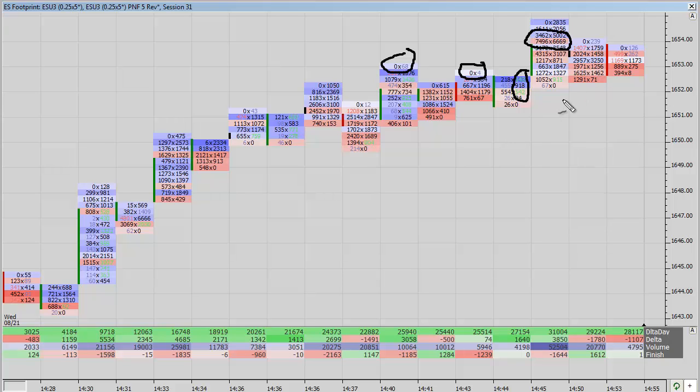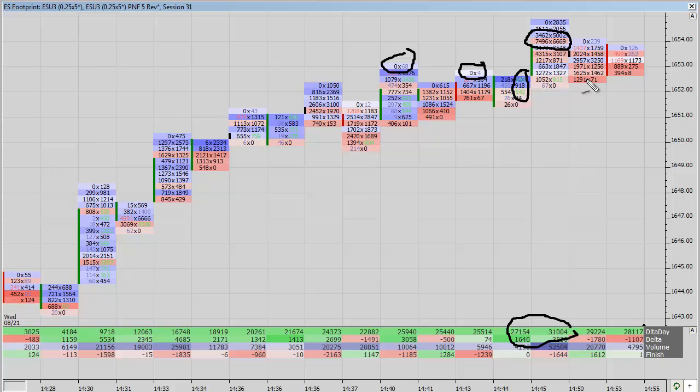On the exhaustive move, you can see how the delta for the day jumped, okay? But it didn't jump that much, all right? So what that's telling us right there is these are the two clues that we may be seeing a reversal, and that the prints on the next couple of bars are going to be our tell as to whether we get in this trade or not.